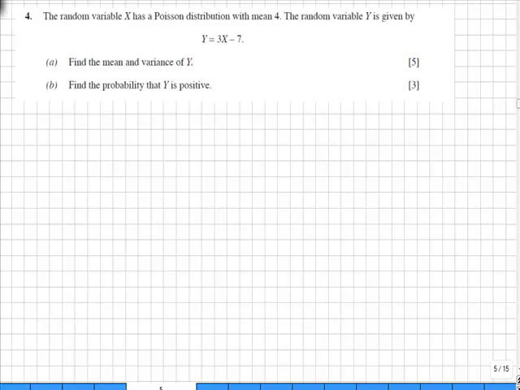In question 4, we're given that the random variable x has a Poisson distribution with mean 4. So we'll state that initially, x is a Poisson with mean 4. The random variable y is given by y equals 3x minus 7. Find the mean and variance of y.